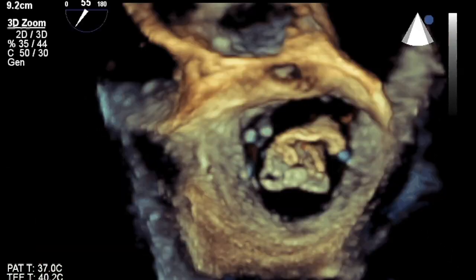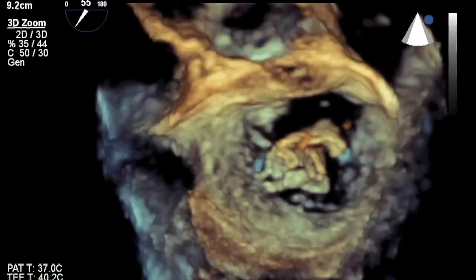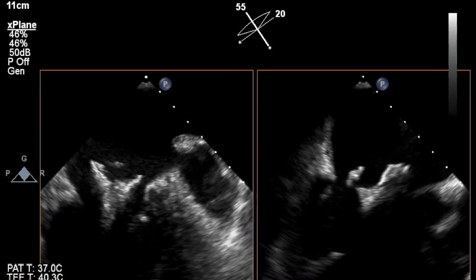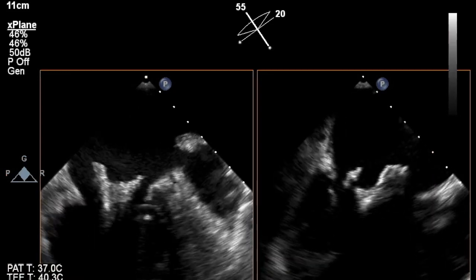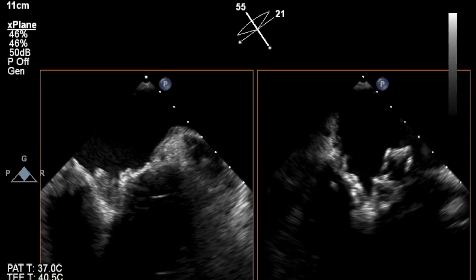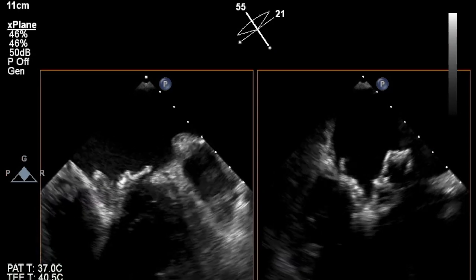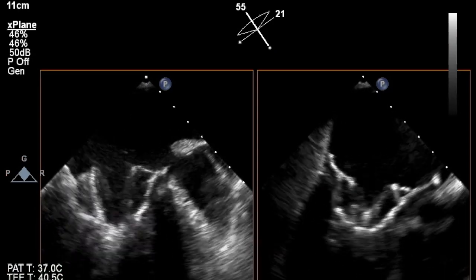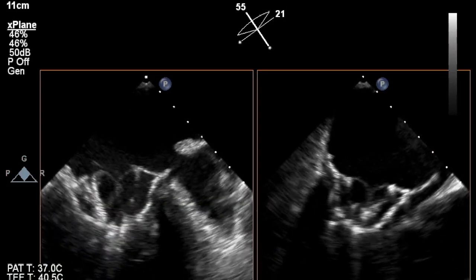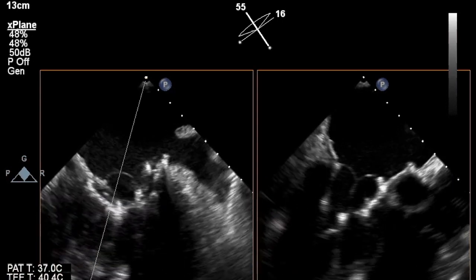In the 60-degree view, or commissural view, you can see an X-plane, and the cuff should be equal in the 60-degree view. The 120-degree view should show the anterior cuff, which is longer than the posterior cuff. Slow deployment of the valve is continued, and the anterior cuff is slowly deployed over the aortic annulus.